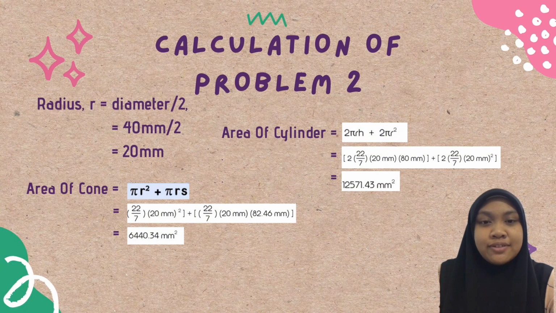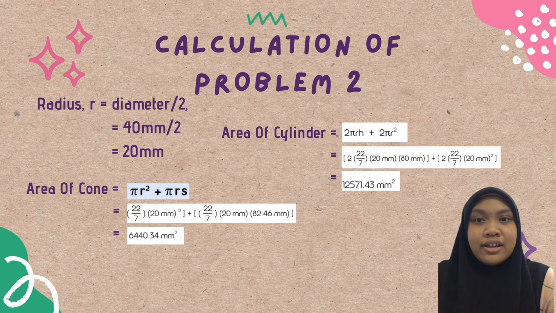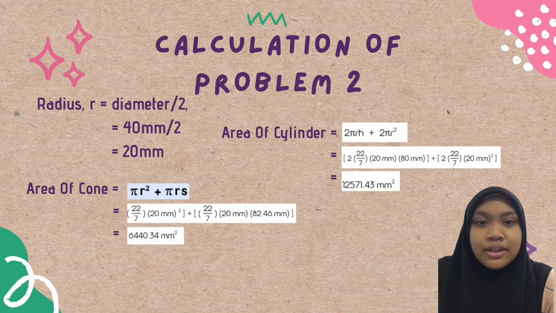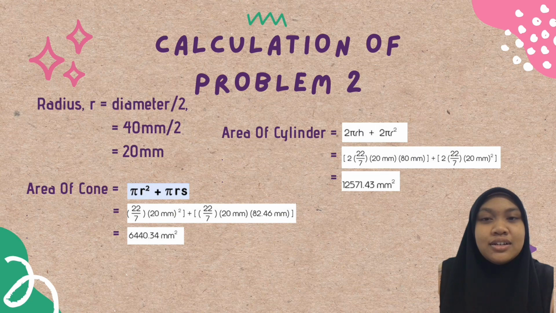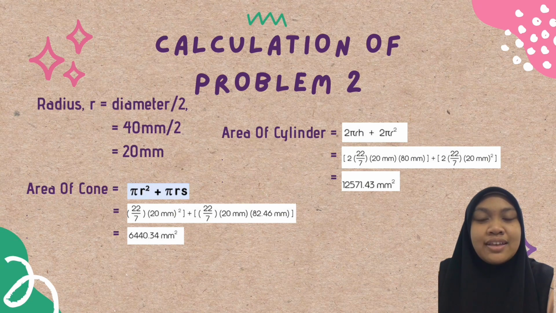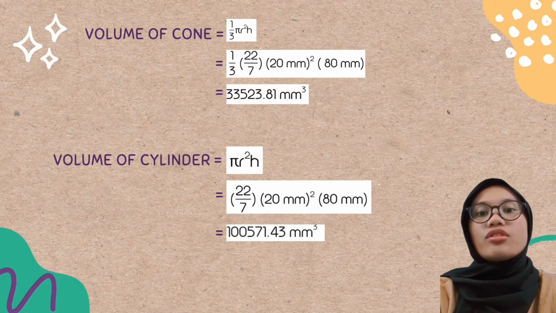Next, we must find the area of cylinder. The formula for area of cylinder is 2 pi r h plus 2 pi r squared. Then we enter the values. 2 pi is 22/7, r is 20 mm, h is 80 mm, plus 2 pi is 22/7, r squared is 20 mm squared. And we get the area of cylinder is 12,571.43 mm squared.